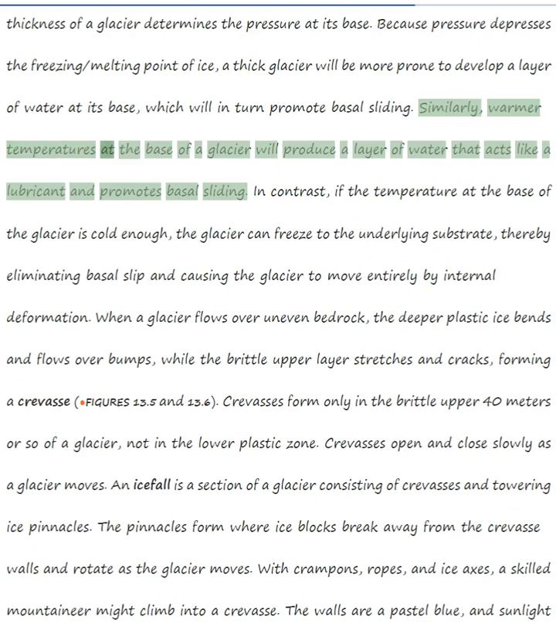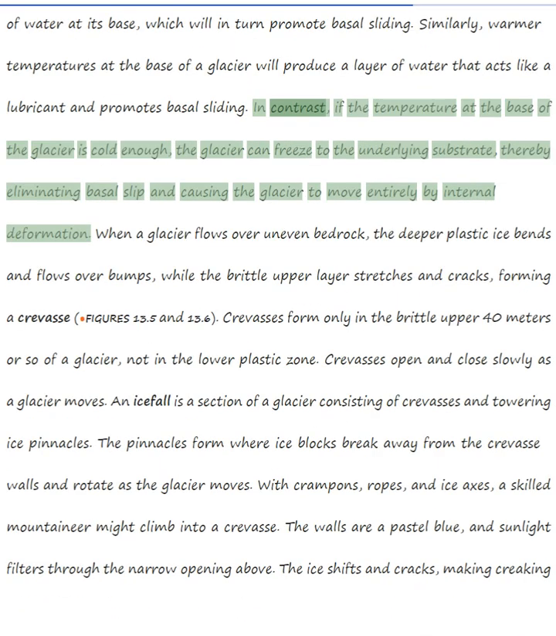Similarly, warmer temperatures at the base of a glacier will produce a layer of water that acts like a lubricant and promotes basal sliding. In contrast, if the temperature at the base of the glacier is cold enough, the glacier can freeze to the underlying substrate, thereby eliminating basal slip and causing the glacier to move entirely by internal deformation.